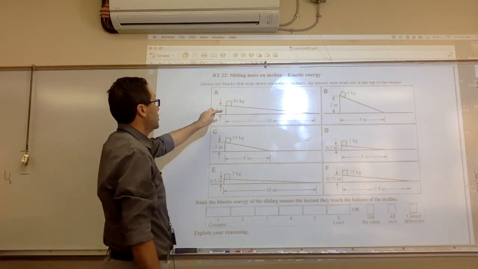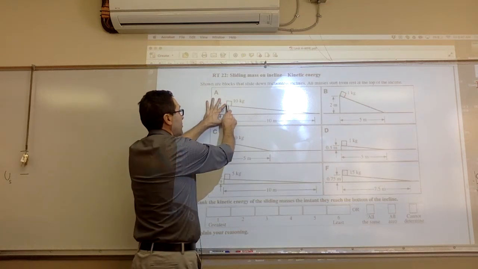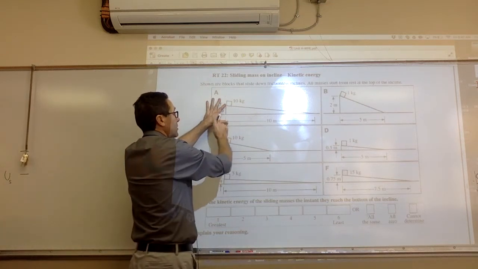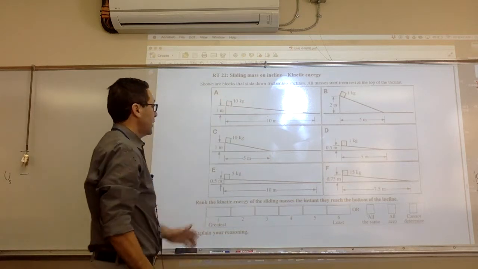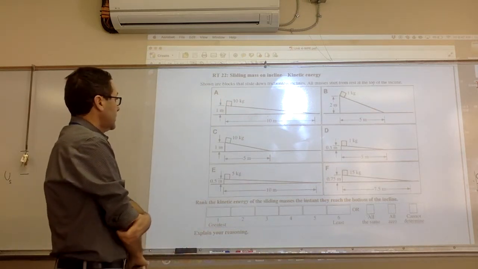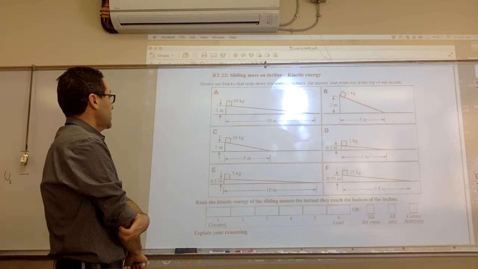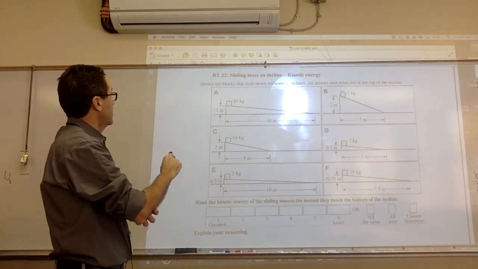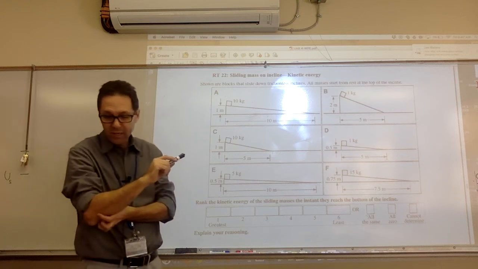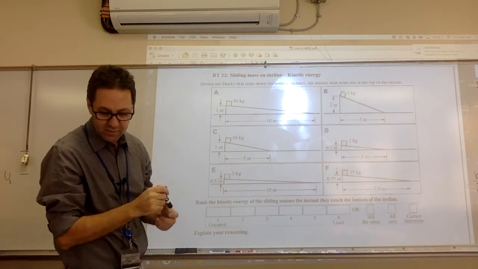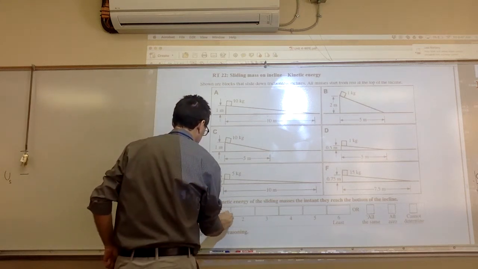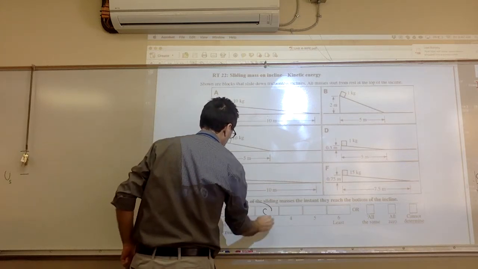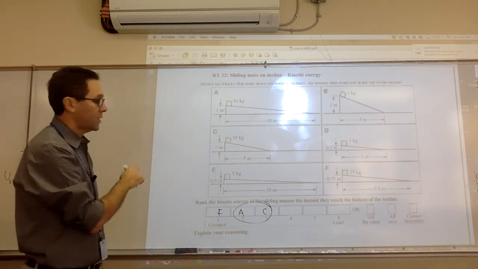Now, all your energy at the top of the ramp is in the form of gravitational potential energy. So how do we rank this? We rank them based on their gravitational potential energy, because that's going to be converted to kinetic energy at the bottom. And the ranking should be F, then A and C together are equal. In other words, you're going to do mgh.